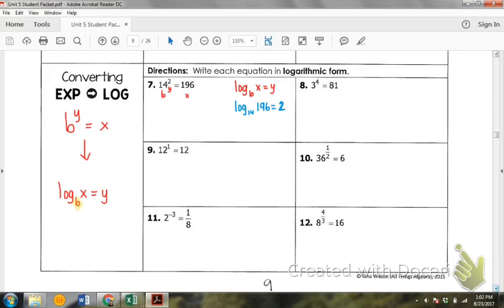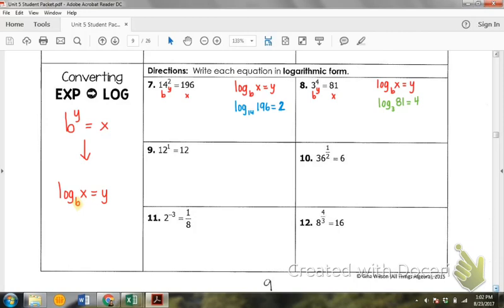Okay? All right, let's try number 8. So again, I would start by labeling b to the y equals x. Write my formula. My b value here is 3. 81 equals 4. It's kind of harder writing and converting to log form than it is exponential. Just following a formula. Guys, does it make sense?